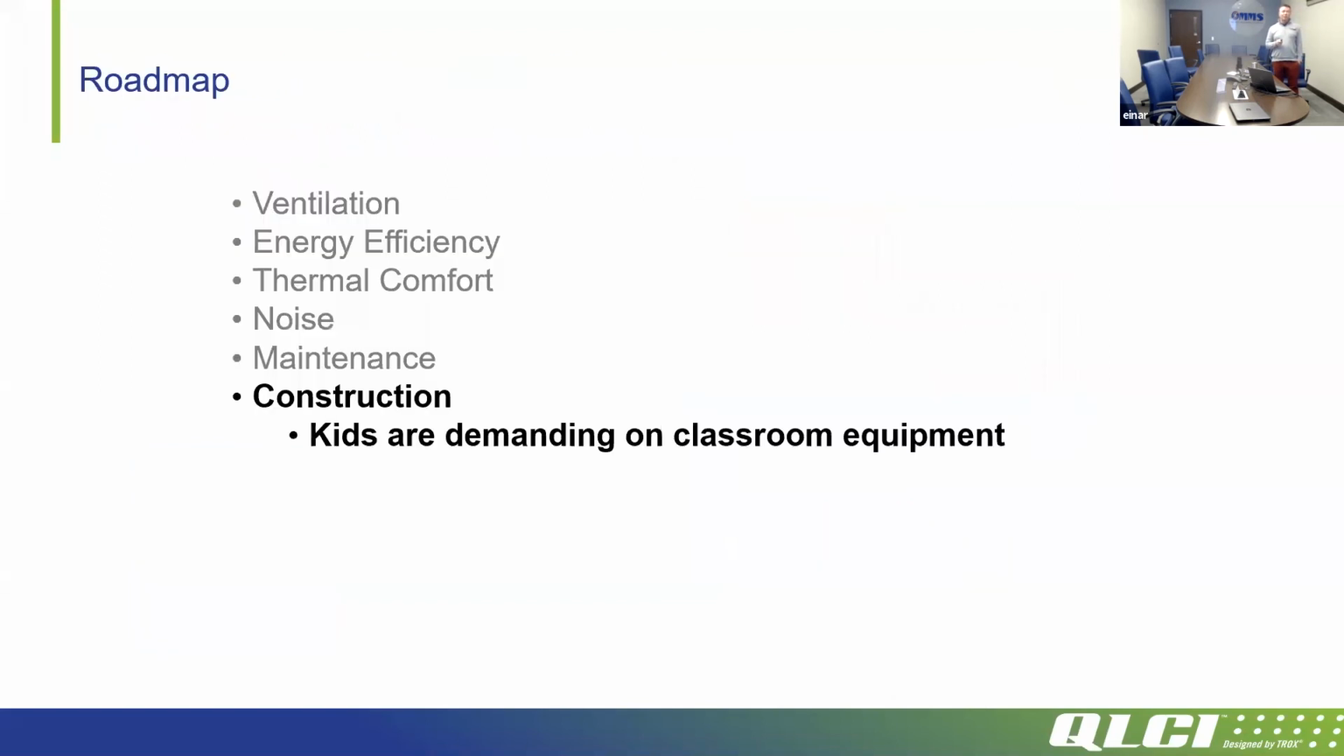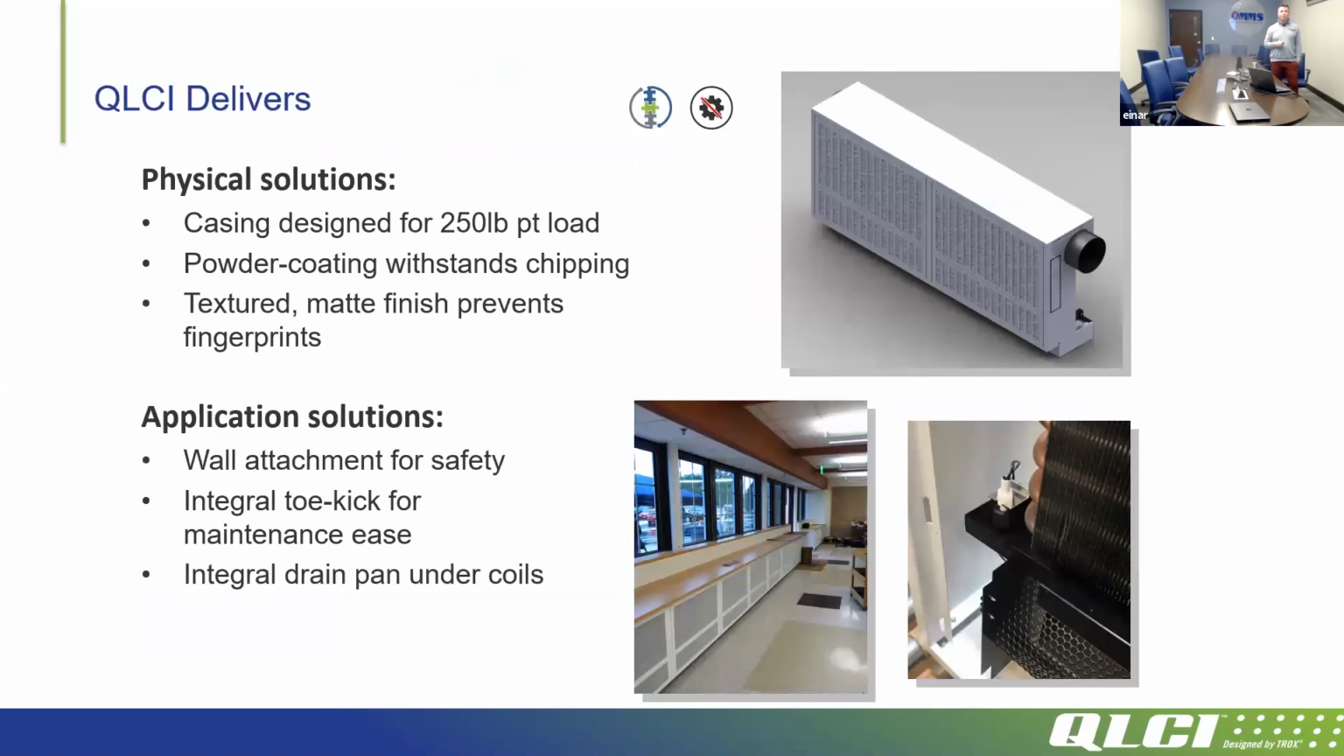Construction, the kids are demanding on the equipment. They will jump on it, for sure. These casings are designed to withstand a 250-pound point load. They're coated with a high-grade powder coat finish. It's textured, it has a matte finish, to help prevent fingerprint pickup. It's attached to the wall, so it's a safety mechanism. It has an integral toe kick at the bottom to allow for maintenance ease. And even though we do design these to run dry, every coil does have a drain pan underneath it.